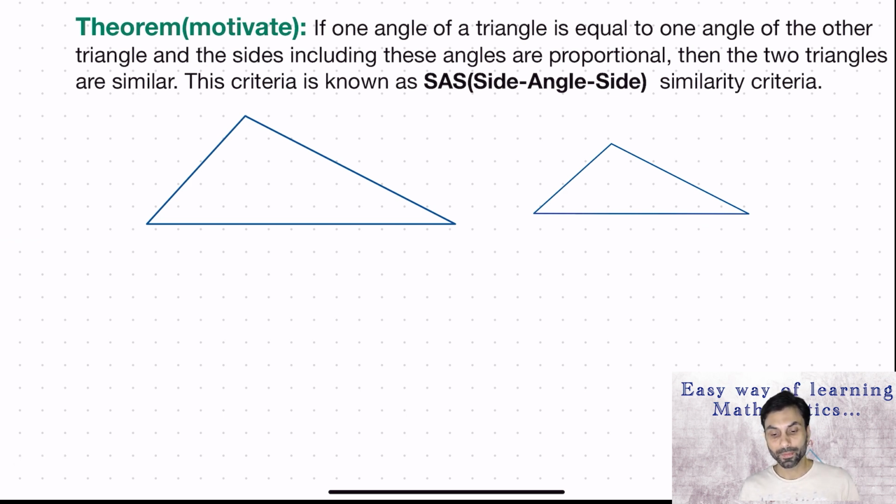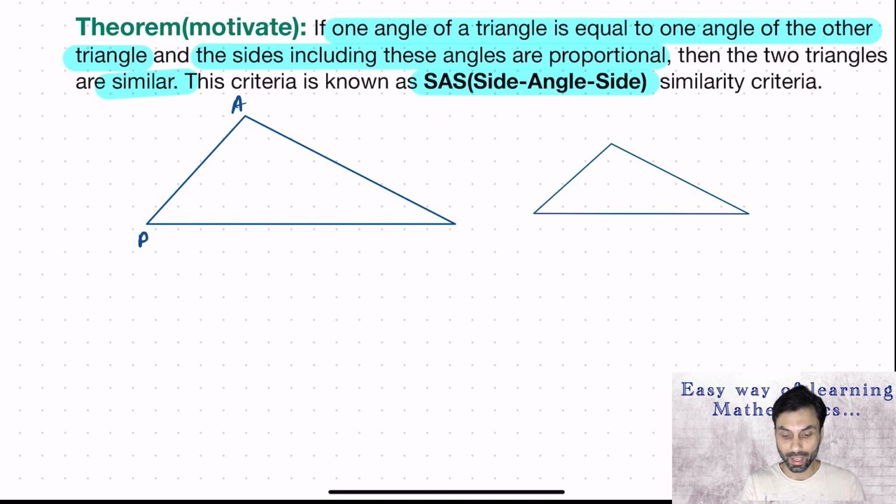Next theorem is that if one angle of a triangle is equal to one angle of another triangle and the sides including these angles are proportional, then we can say that the two triangles are similar. This criteria is known as SAS similarity criteria. That means side angle side.